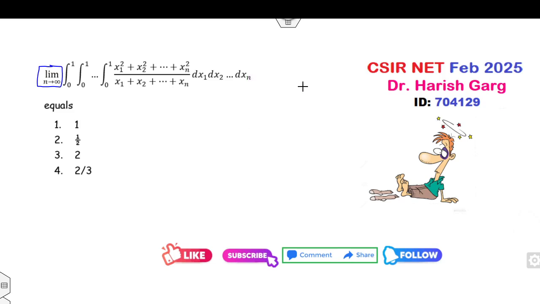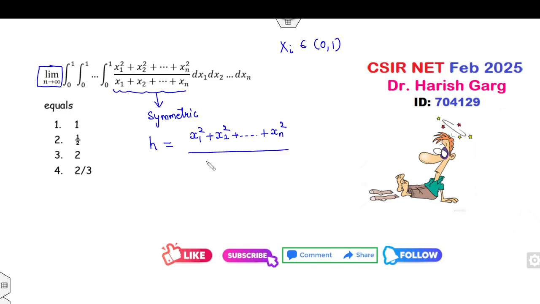Okay, first of all, can you read this statement carefully? You can see that this function is symmetric, and each of the xi's belongs to [0, 1]. Now if I consider the function h as (x1 square plus x2 square plus ... plus xn square) divided by (x1 plus x2 plus ... plus xn).